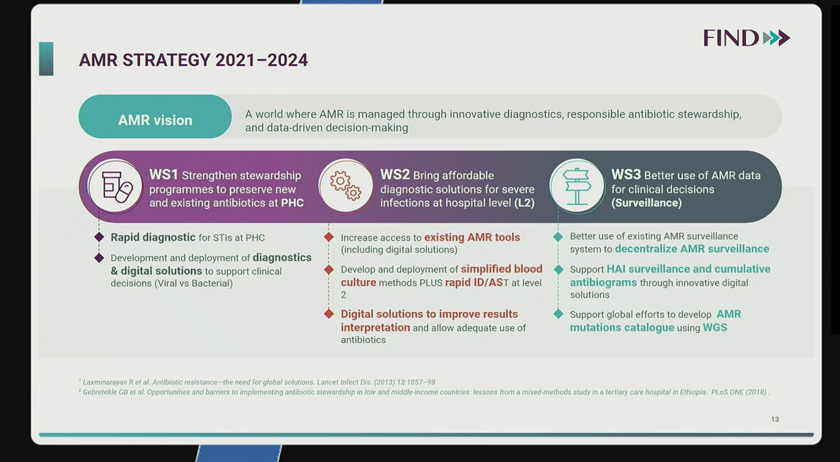And the last one is supporting global efforts around whole genome sequencing. There has been a real increase in sequencing capacities after COVID, and we are all seeing that sequencing capacity going down because of the lack of funding. We strongly believe that this network can also be used for AMR surveillance. Next.